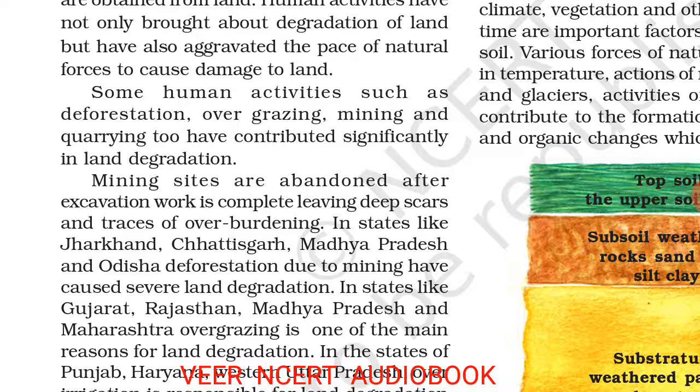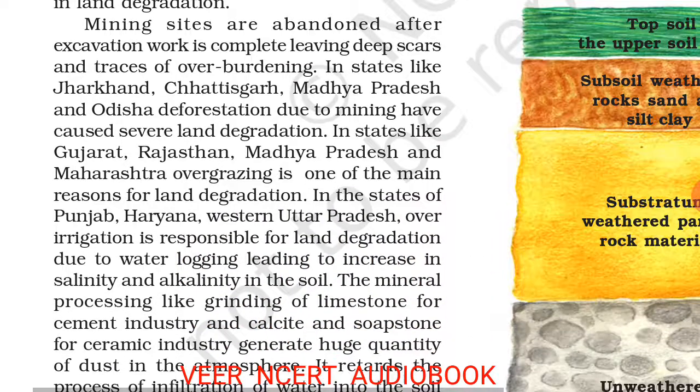In states like Jharkhand, Chhattisgarh, Madhya Pradesh, and Odisha, deforestation due to mining has caused severe land degradation. In states like Gujarat, Rajasthan, Madhya Pradesh, and Maharashtra, overgrazing is one of the main reasons for land degradation. In the states of Punjab, Haryana, and Western Uttar Pradesh, over-irrigation is responsible for land degradation due to waterlogging, leading to increase in salinity and alkalinity in the soil.